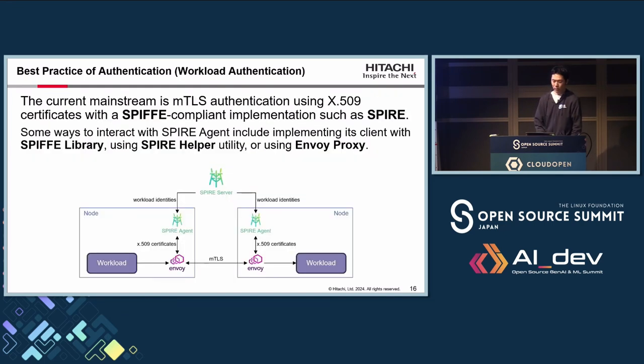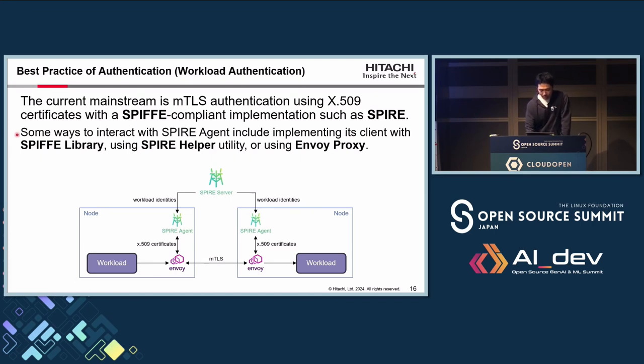Next, we will look at workload authentication best practices. As I introduced in the current trend section, currently the WIMSE working group discusses workload authentication using JWT, so it may increase adoption in the future. But the current mainstream is mTLS authentication using X.509 certificates with a SPIFFE compliant implementation such as SPIRE.